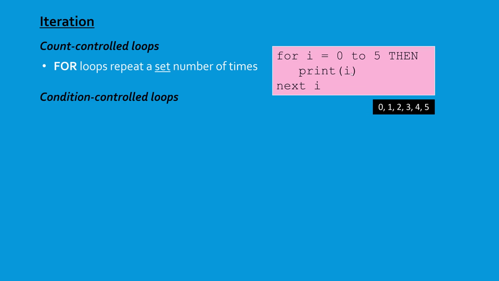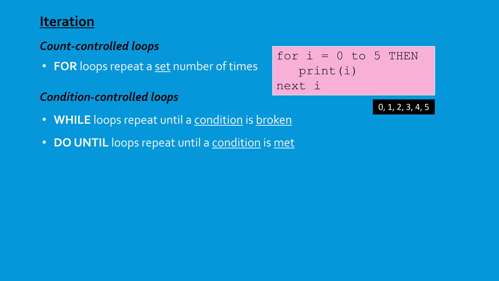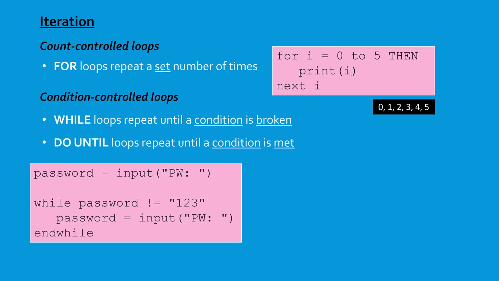There are two types of condition control loops you've got to know about. Again, you may not have experienced the second one in particular, depending on your language. A while loop repeats until a condition is broken, whereas a do until loop, also called a do while loop, repeats until a condition is met, which is a subtle difference, okay, but these are relying on conditions, not counts.